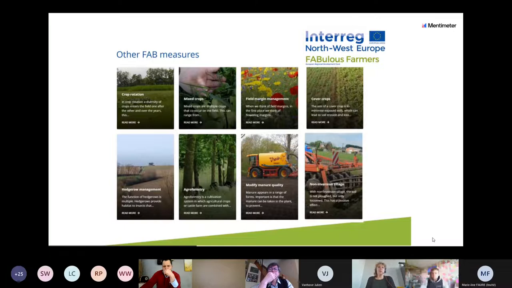For these different measures, we try in different ways to share experiences with the partners that are involved in the project. And in the end, we will have a website, which I will share with you later in the email, where you can also find the knowledge and the experience we have, what we have learned throughout the project.